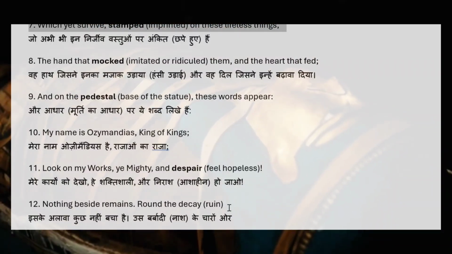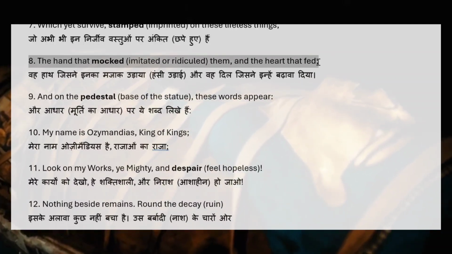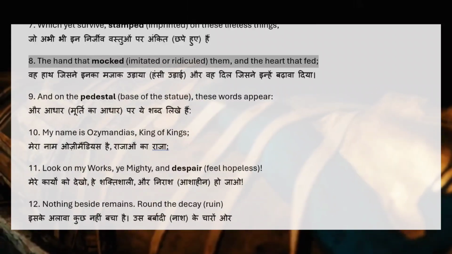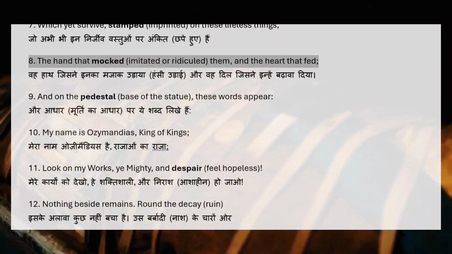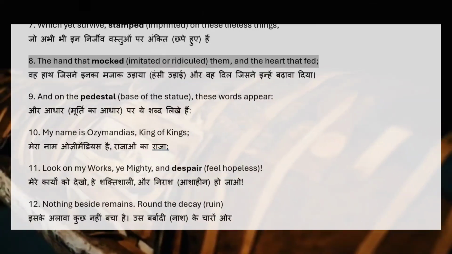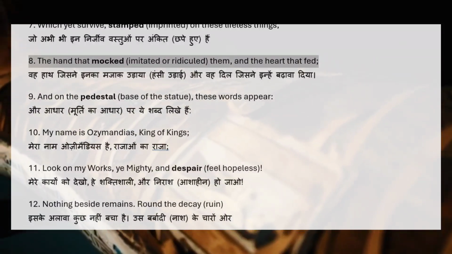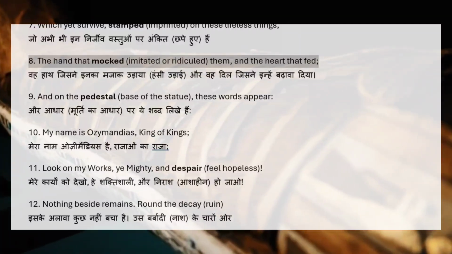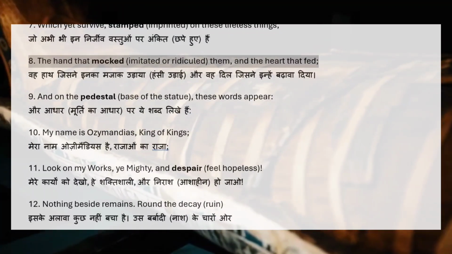Line number 8. The hand that mocked them and the heart that fed. This line implies that the sculptor's hand mocked, which means imitated or possibly even criticized, these passions, and the heart that once fed them, which means the heart, perhaps of the ruler, sustained or gave rise to them. Shelley hints at both the artist's insight and perhaps a subtle critique of the ruler's arrogance.